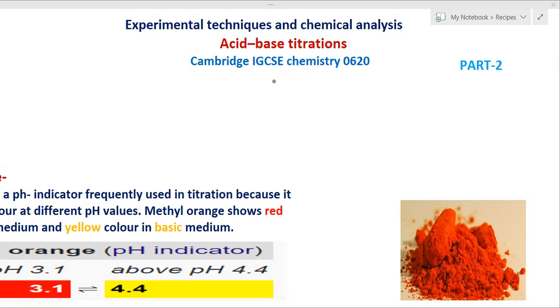Hi everyone. This video lecture is designed to help students of Cambridge IGCSE Chemistry-0620 for paper 5 practical test or paper 6 alternative to practical. All candidates take one practical paper from a choice of two. In previous lesson, we have done with burette, volumetric pipette and indicators.